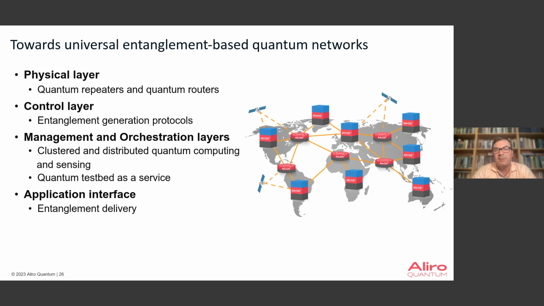And at the management and orchestration layer, we need to enable new end-to-end services beyond just key generation and enable new applications such as clustered and distributed quantum computing and sensing, and also an application which we refer to as quantum testbed as a service. And finally, the application delivery interface that I talked about when I talked about ETSI 14 needs to support the delivery of entanglement beyond the delivery of keys.